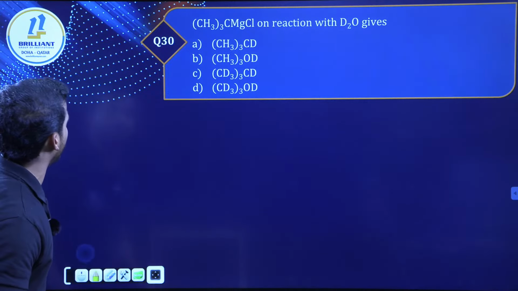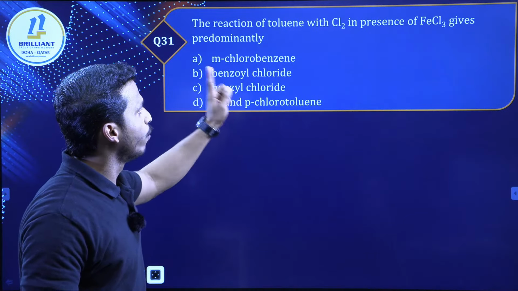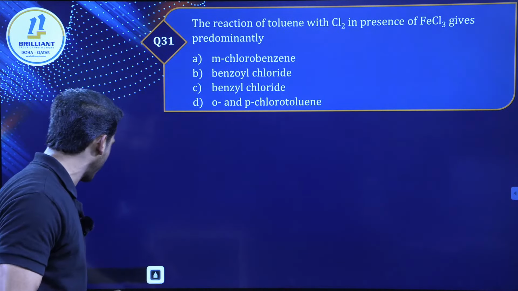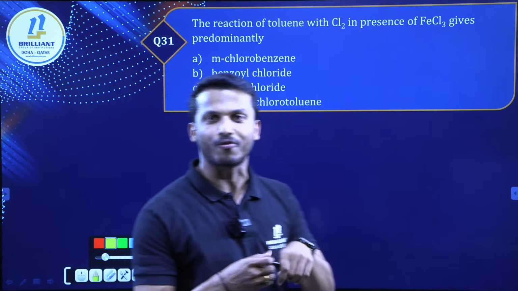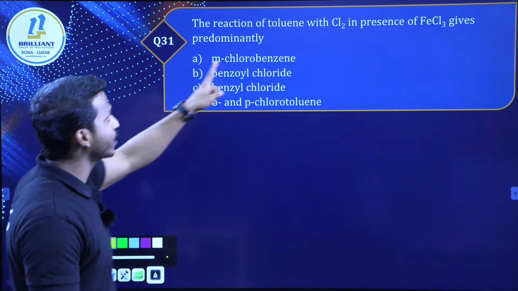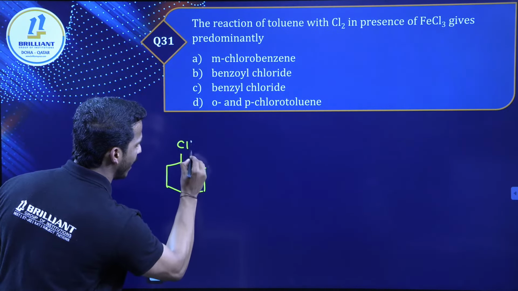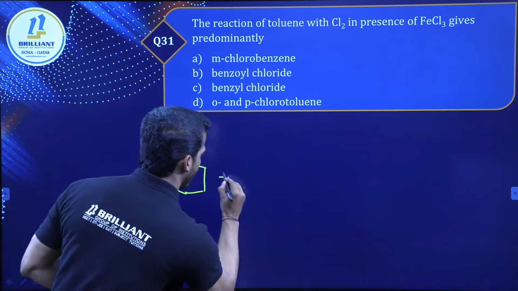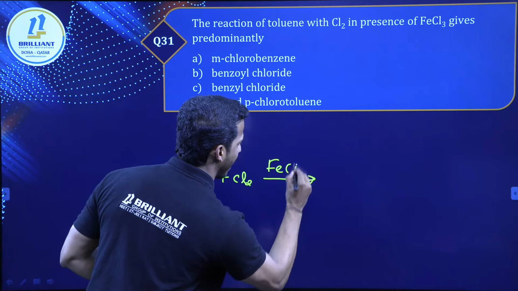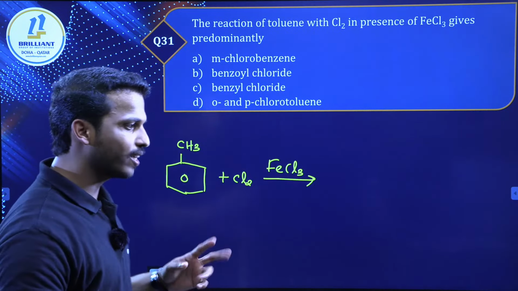Let me go for question number 31. The reaction of toluene with Cl2 in presence of FeCl3 gives. Give the correct answer in the chat box, all of you. Reaction of toluene. What is toluene? Toluene means benzene with CH3. It is treating with Cl2 in presence of the catalyst FeCl3, dear all. Where can the chlorine attack?